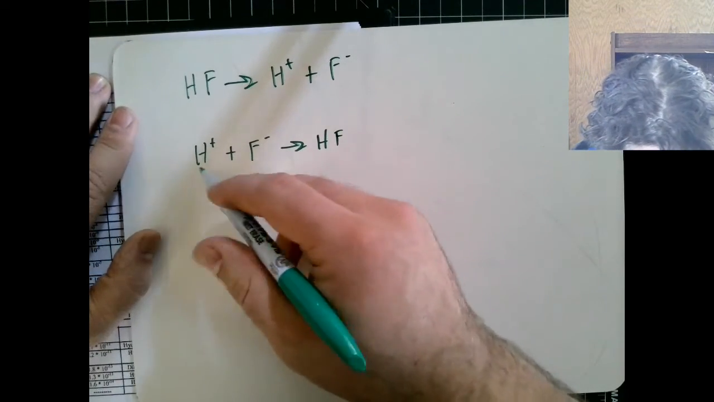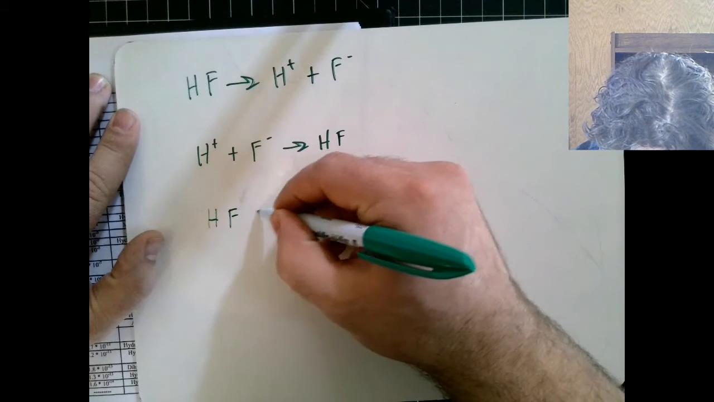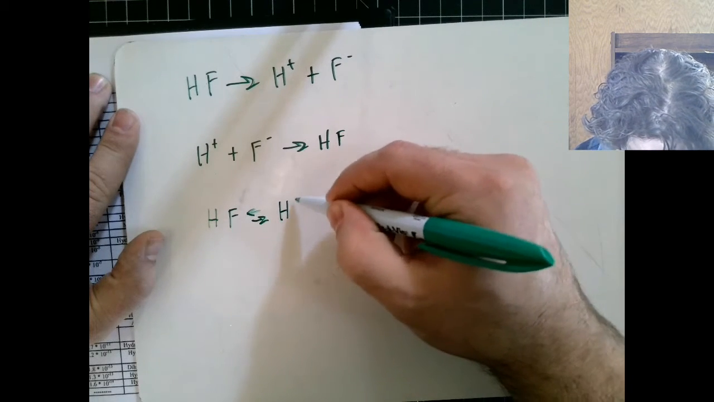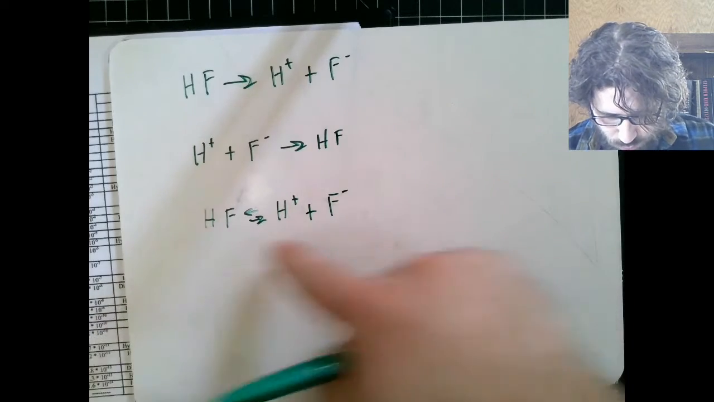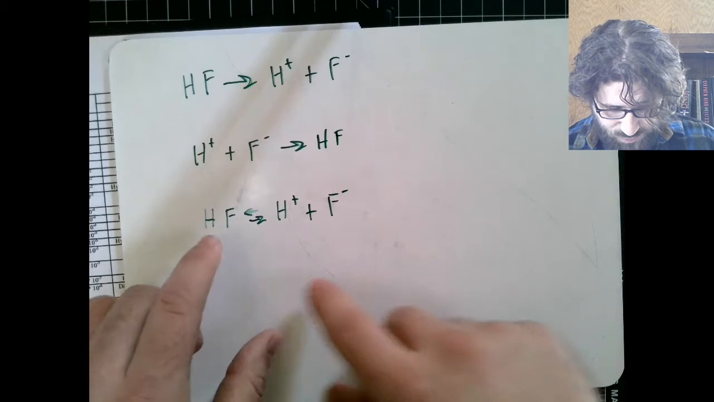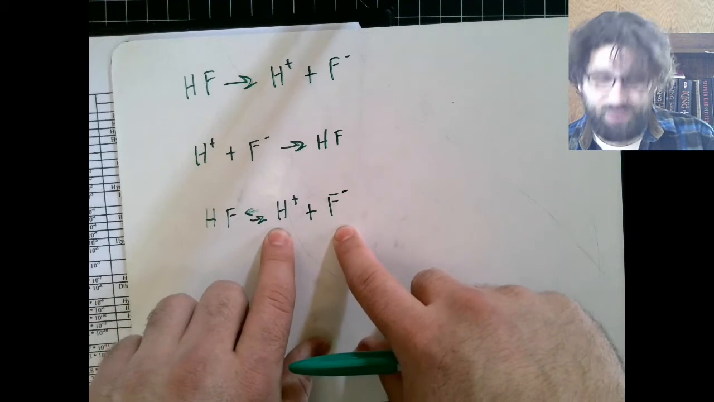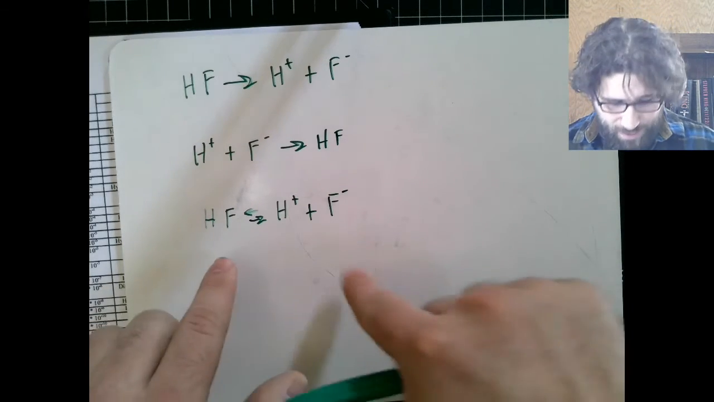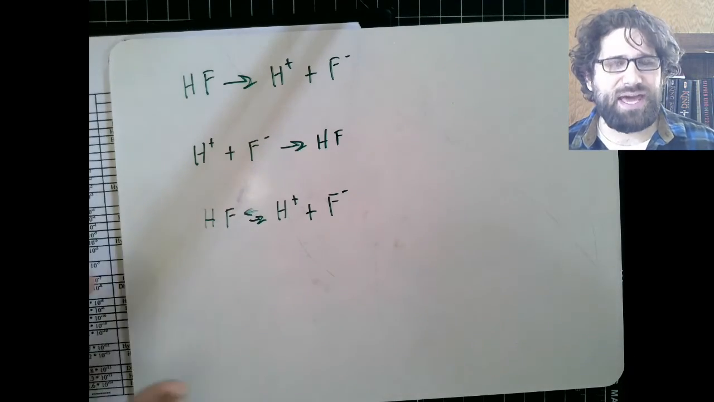So, when we have this situation, the way we write that is HF, and then we're going to put arrows going both ways. We call this an equilibrium because there will be a point where it's going this way and that way at the same rate. And so we'll have some amount of the HF and some amount of the H plus and F minus. The way we're actually able to figure out that point is every one of these reactions has a different ratio where they're going to be satisfied.